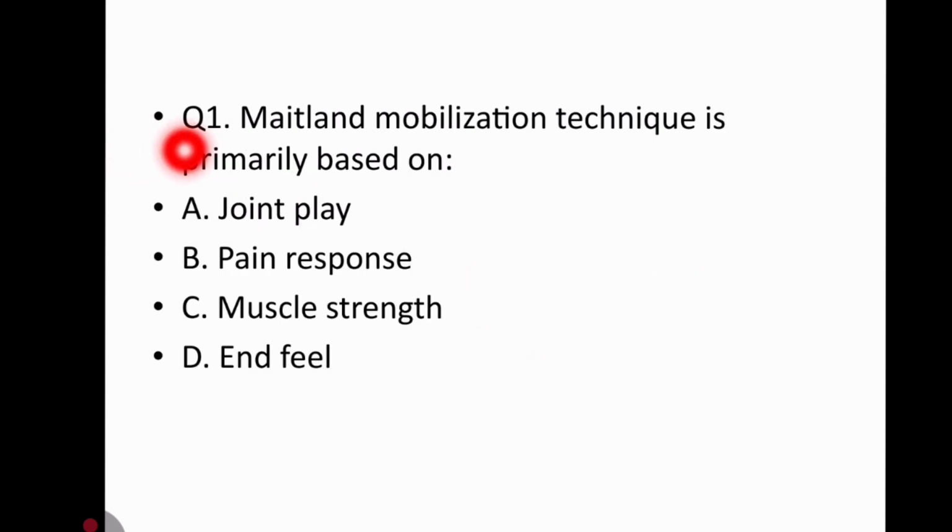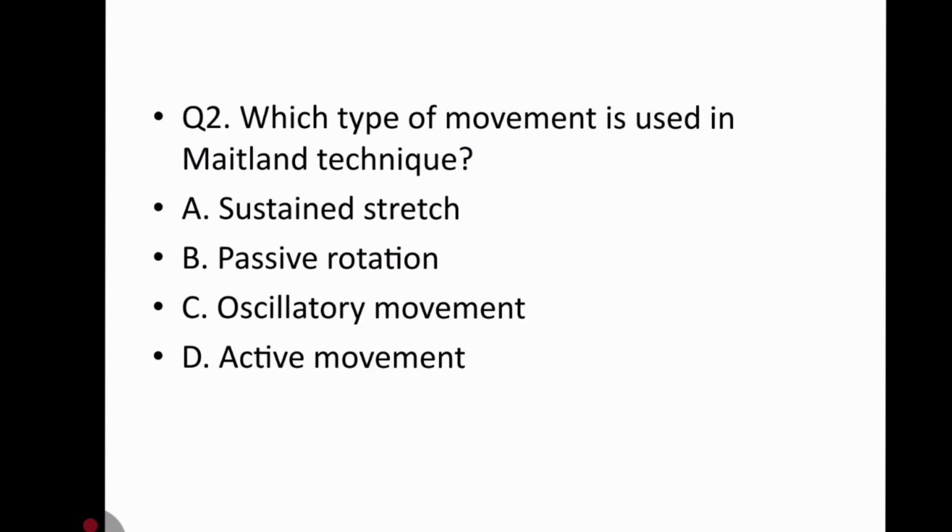Now let's move towards the MCQs. Question number 1. Maitland mobilization technique is primarily based on option A, joint play, pain response, muscle strength, or end feel. I want your answers in comment section. Now question number 2. Which type of movement is used in Maitland technique? Sustained stretch, passive rotation, oscillatory movement, active movement.